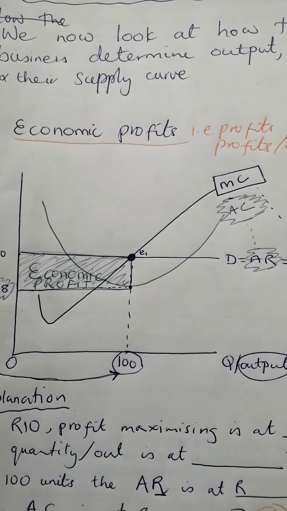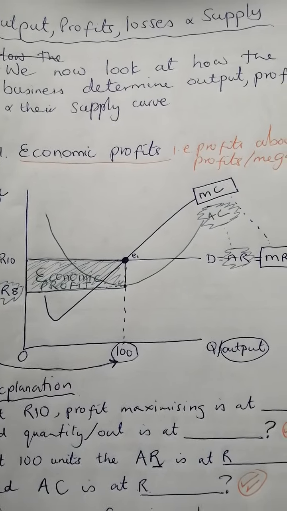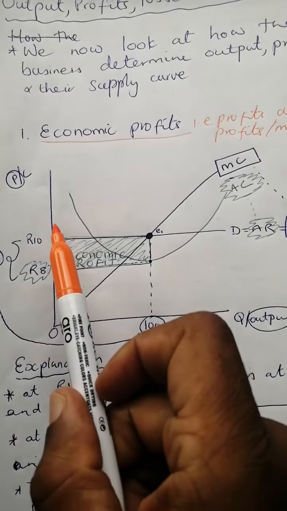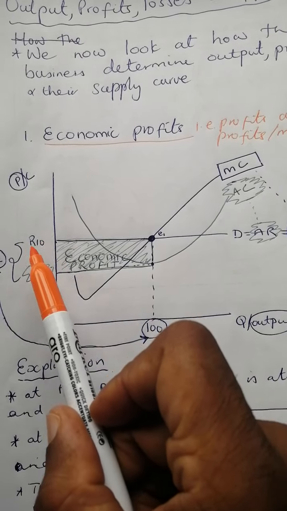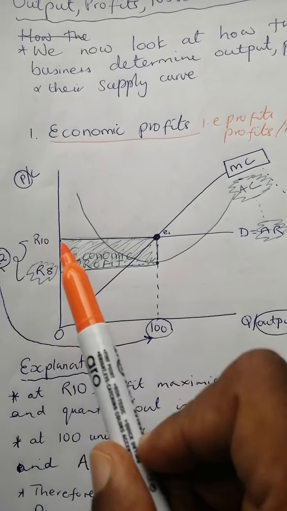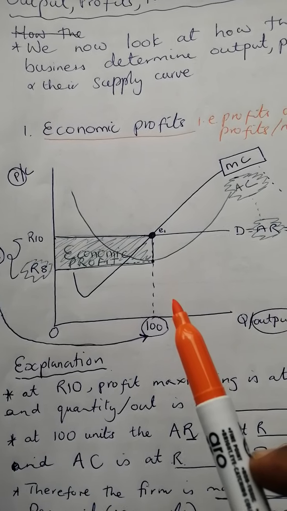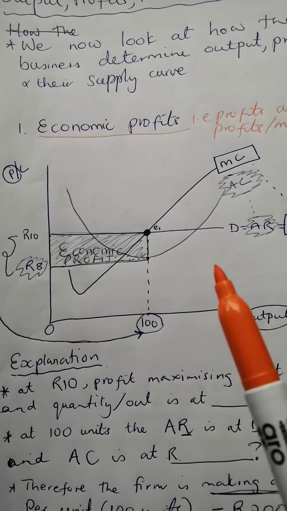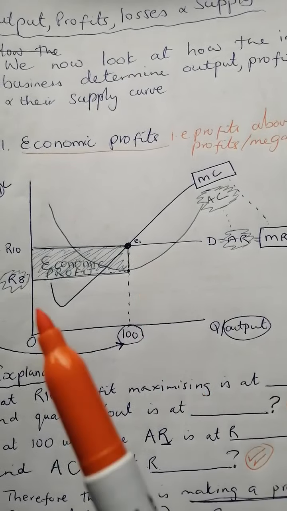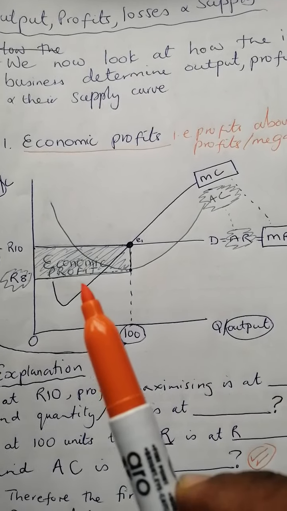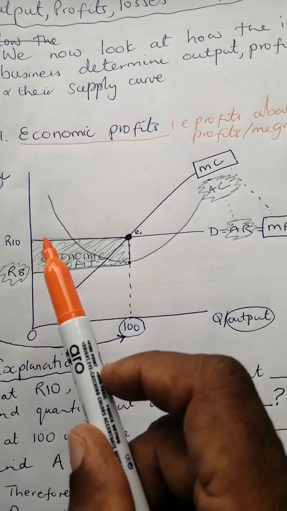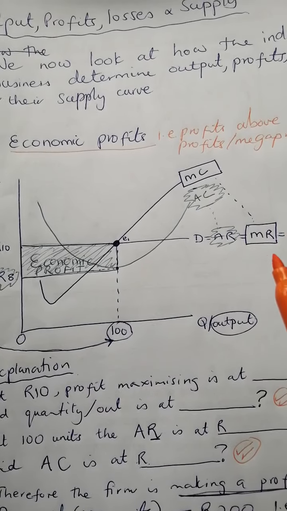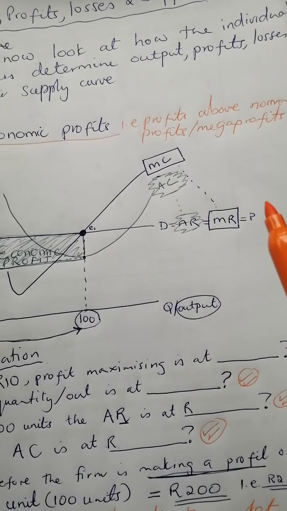Now how do we see that the company is making economic profits? Let us assume that the price is 10 rand. That is, all of us are price takers at 10 rand, and the quantity supplied and the quantity demanded in the market is 100. Remember, in the previous job that we did, all of us are price takers. Here is demand, it's average revenue, it's marginal revenue, and at the same time it's our price.